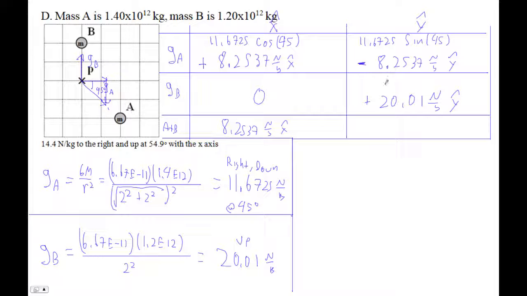Then we got, oh, there's some controversy here. So let's go 20.01 minus the 8.25 guy. That's 11.756. So it's still positive, positive this, newtons per kilogram in the y direction.